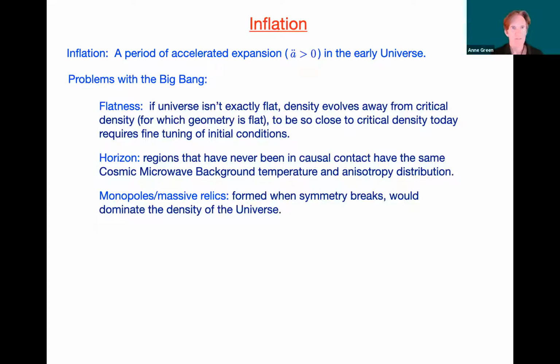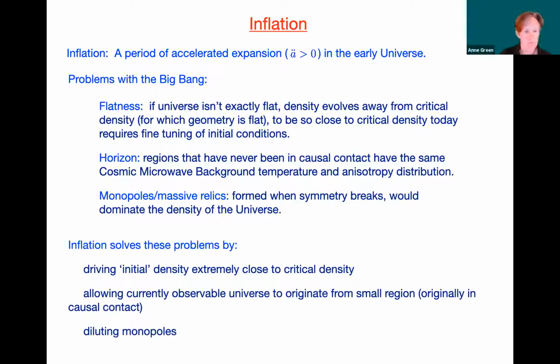Whereas to have nucleosynthesis happening, as we've already seen, you need the universe at early times to be radiation dominated. So if you've got a particle theory that predicts that either monopoles or some other form of massive relic exist, then it's hard to explain how the hot Big Bang can work as well as it does. So then the question is, how does inflation solve these problems?